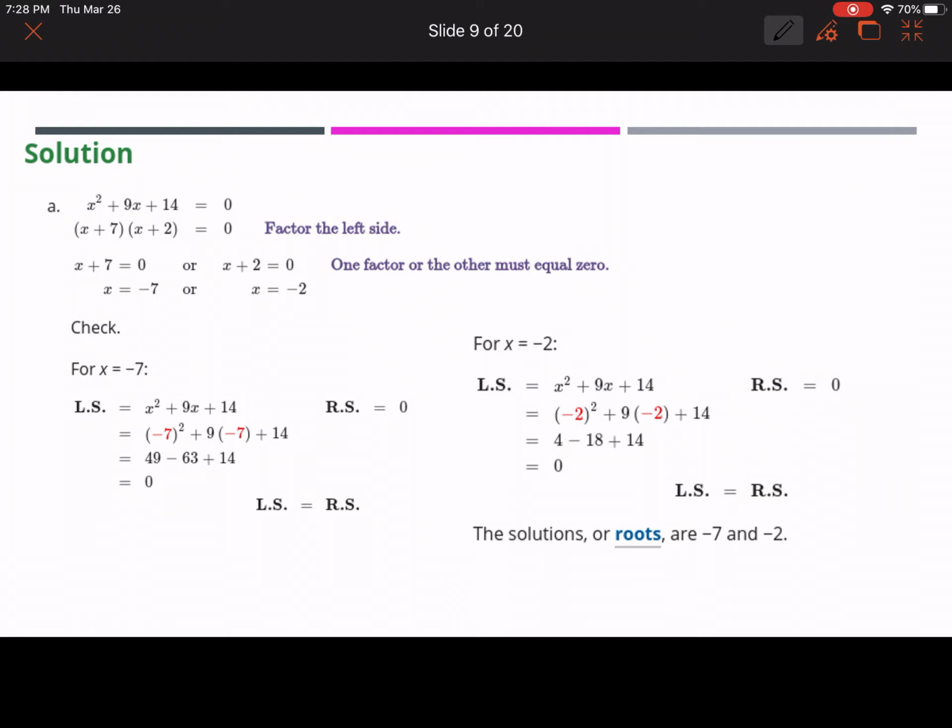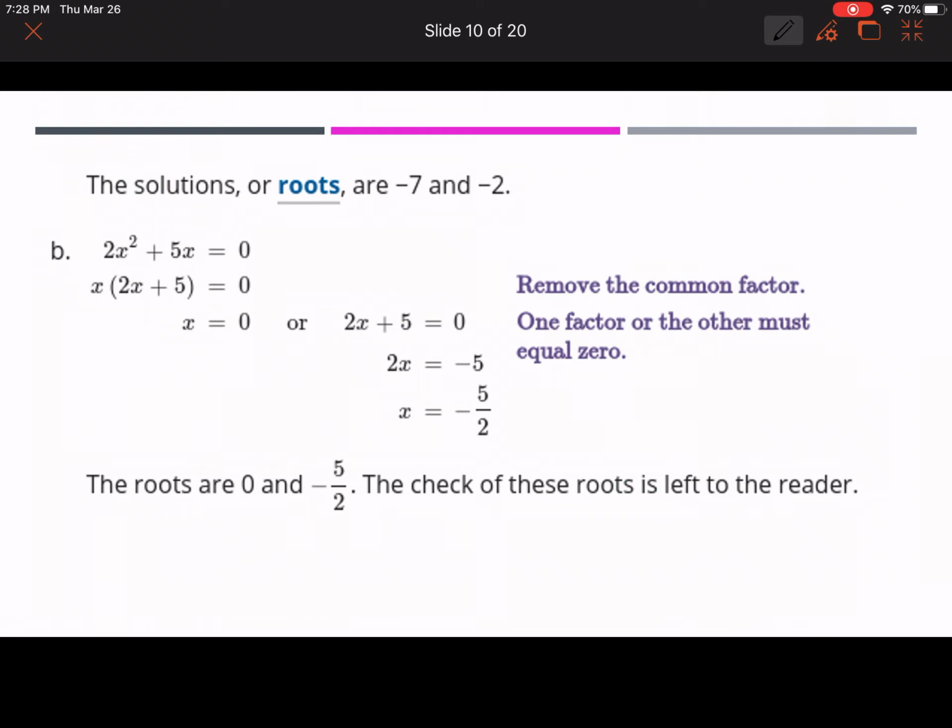And if you don't believe me, here is the textbook answer. This is how they found them. A, B, pause and read what they're doing. So our solutions are called roots. I'm going to introduce this word, roots. So when they ask for the roots of the equation, what they're asking for is the x-intercepts, but that's going to be a word we're going to start using. The value of the variable that makes the equation true.